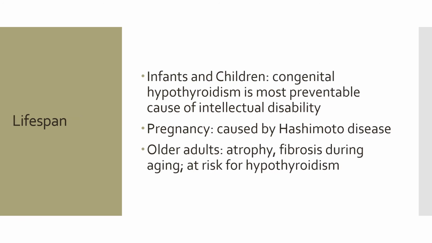Lifespan consideration: infants and children may have congenital hypothyroidism, and it is the most preventable cause of intellectual disability in infants and children. Pregnancy: my slide isn't written correctly, but thyroid disease that occurs in pregnancy may be caused by Hashimoto disease, unlike how my sentence reads on the slide. Older adults may be affected due to thyroid atrophy and fibrosis during aging, and are at risk for hypothyroidism.